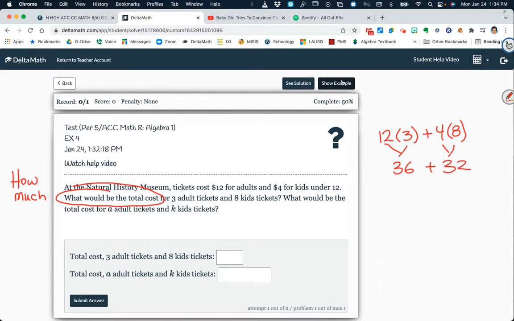And that would be $68. So here, 68. Okay. Time to write that expression using A for adult tickets and K for kids tickets.